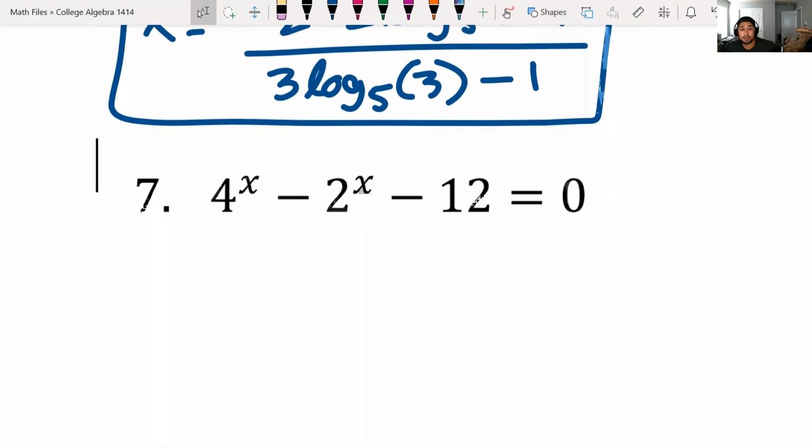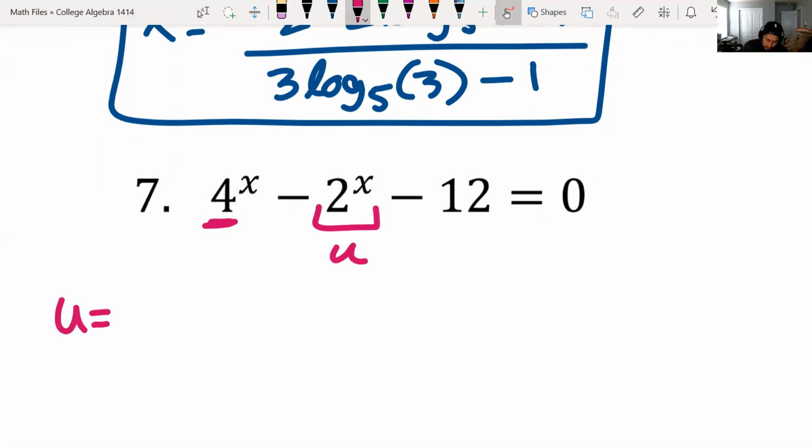Okay, so next is 4 to the x minus 2 to the x minus 12. So this is going to use u substitution, but in order to use u substitution, we're going to have to break down some terms here. We're not going to break down the 12. We're only going to break down the 4 to the x, and I'll show you why. So u is going to equal 2 to the x, which means we need to create a substitution for the leading term.